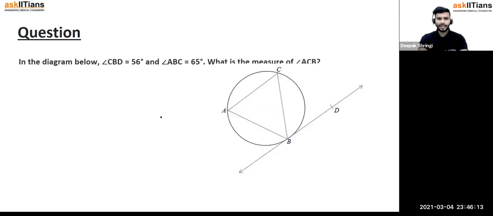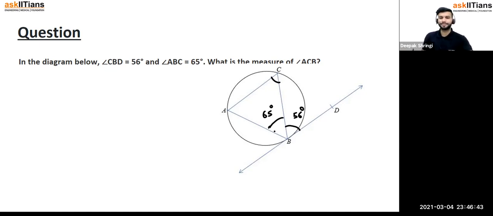The first problem is, guys, that in the given figure, angle CBD is 56 degrees. So angle CBD is given to you. It's 56 degrees over here. And angle ABC is 65 degrees. So can you find the angle ACB somehow? You have to find this angle. Can you find this angle, guys? Tell me quickly. Take your time and tell me the answers quickly.